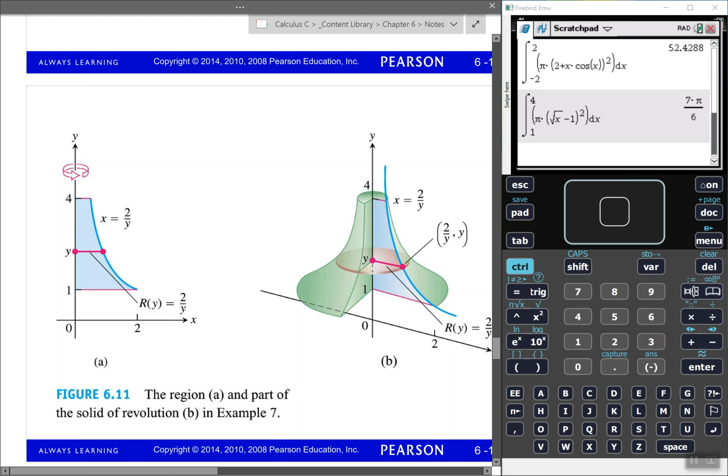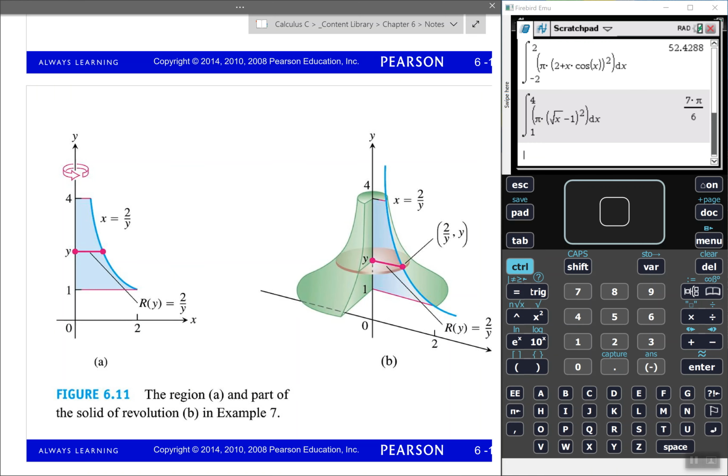When they give us the function in the letter that we're going to rotate the axis on, that's when we use this discs method, this pi r squared method. So when your letter of rotation matches your letter of integration, you're going to use discs, you're going to use pi r squared.